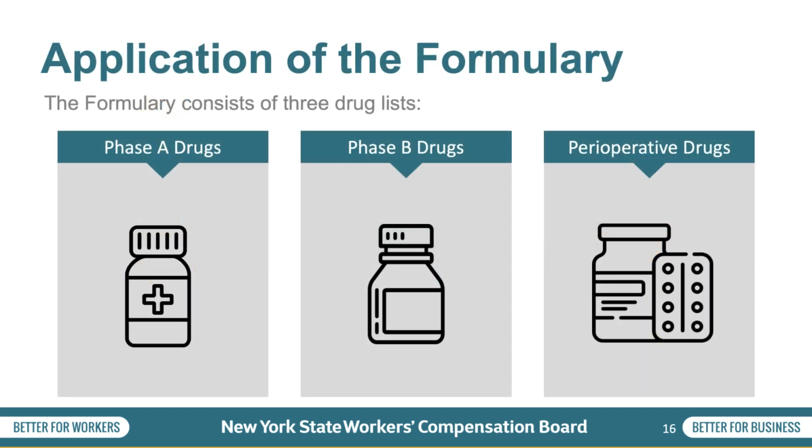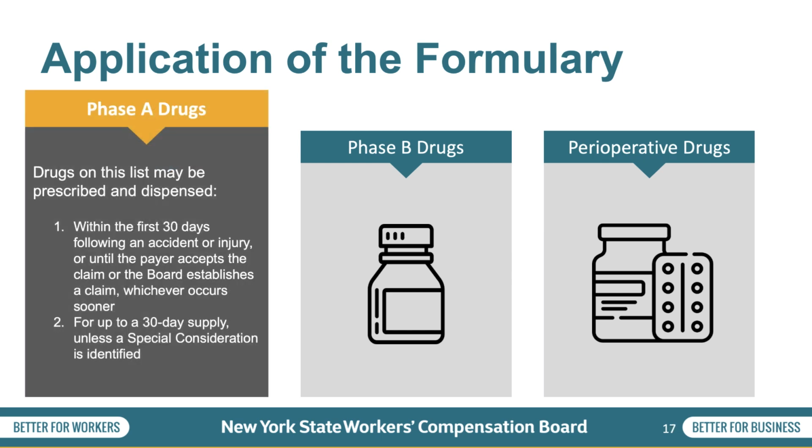The formulary consists of 3 drug lists: Phase A drugs, Phase B drugs, and perioperative drugs. A specific framework has been established for the prescribing of drugs within each of these 3 phases. Drugs on the Phase A list may be prescribed and dispensed within the first 30 days following an accident or injury, or until the payer accepts the claim or the board establishes a claim, whichever comes first. Drugs on the Phase A list can be prescribed for up to a 30-day supply, unless a special consideration is identified.